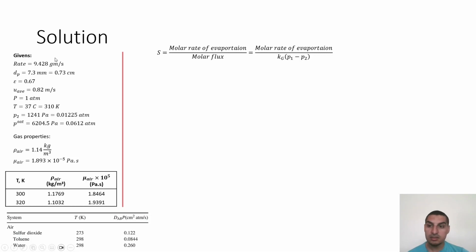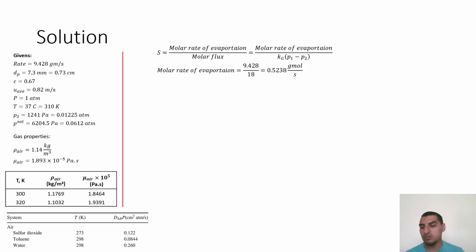But what I have here is in grams per second, so I have to convert this from mass rate into molar rate. So the molar rate is mass divided by the molecular weight of water, of course. So now I have the numerator done. For the denominator, I need to get kg. So to get kg, I have to calculate Reynolds number, Schmidt number, and all these things, and then substitute in the relation that we have.